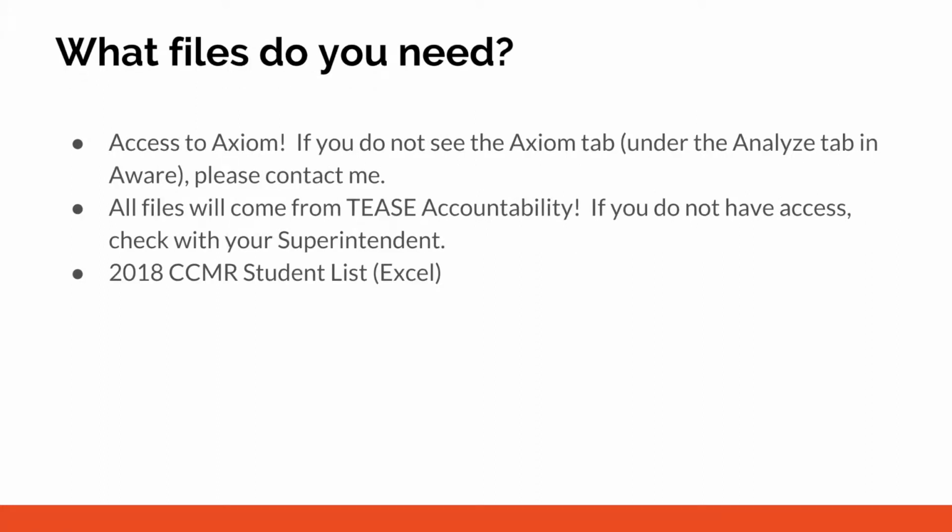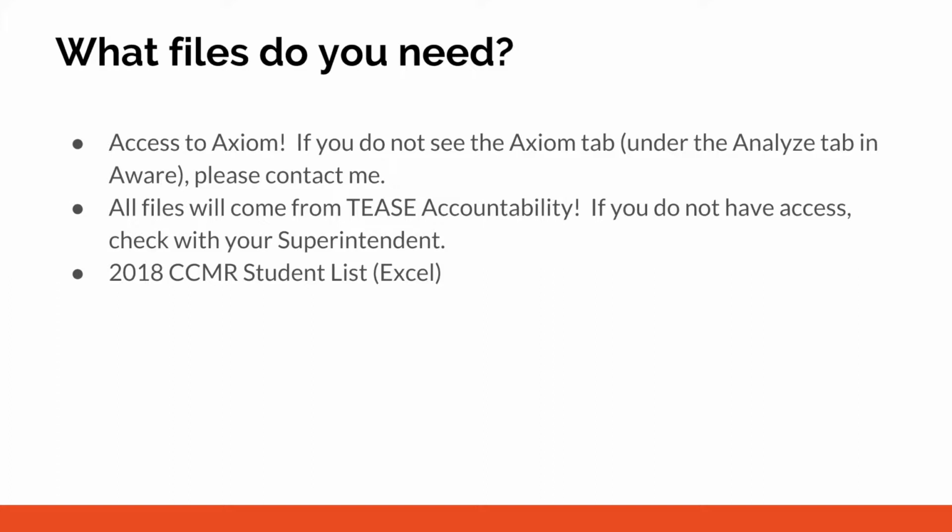So in order to complete this, what files and other things will you need? The first thing you're going to need is access to Axiom. If when you log into Aware, you don't see the Axiom tab, and it's located under the Analyze tab in Aware, please contact me. There could be a couple of reasons for that. Maybe you're not a current customer and you need some help. I'd be happy to help you with that. Maybe you don't have the right permission turned on in your district yet. I can look into that for you as well. So if you don't see the Axiom tab, let me know. But that's the first thing you're going to need: access to Axiom.